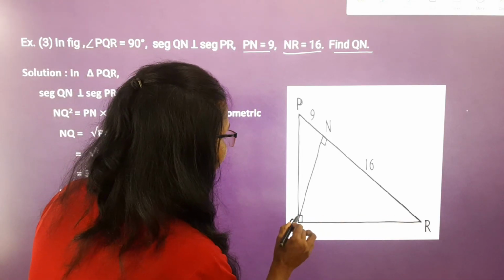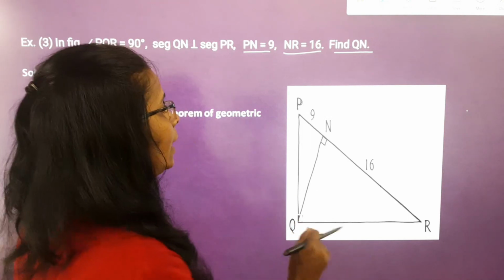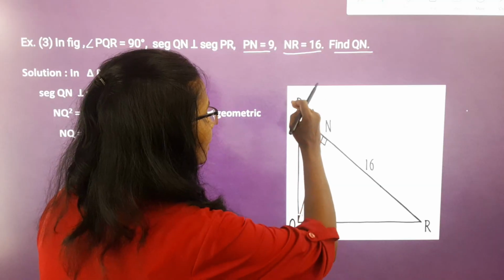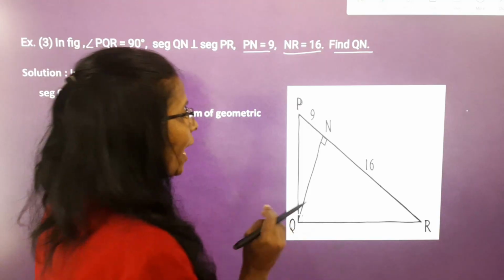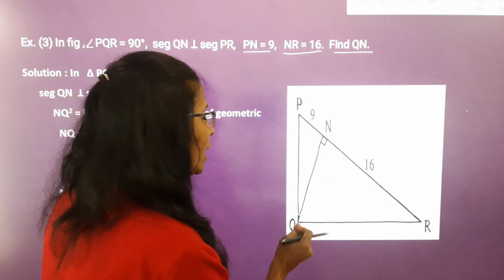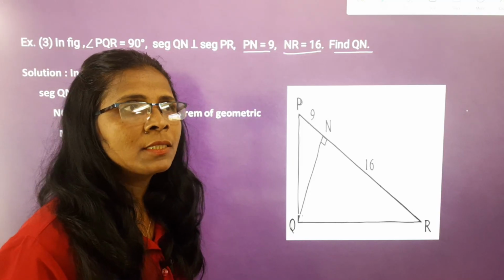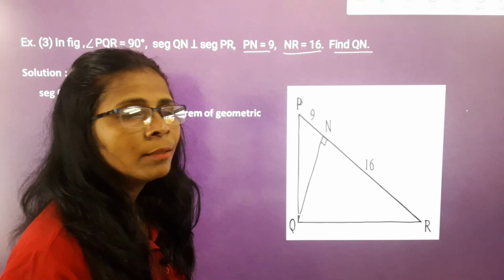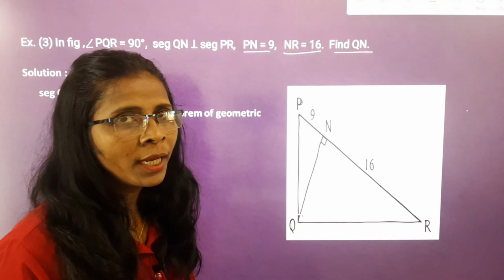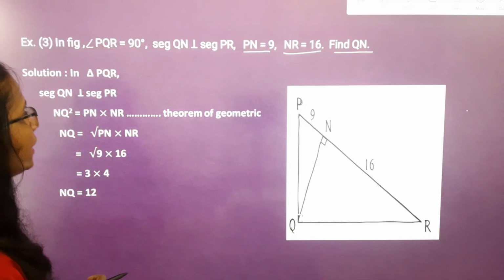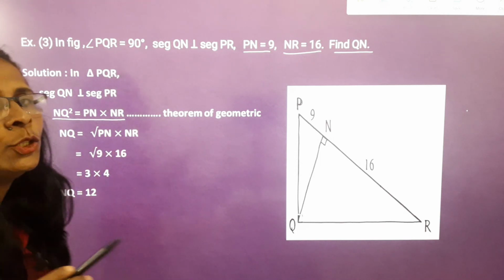As this angle is 90 degrees, that means it is a right angle triangle, and the opposite side of the 90 degree angle is the hypotenuse, students, and on that hypotenuse there is an altitude drawn. So that means we can apply the geometric mean theorem here. Okay. So now what is the geometric mean theorem, students? So here NQ square is equal to PN into NR.